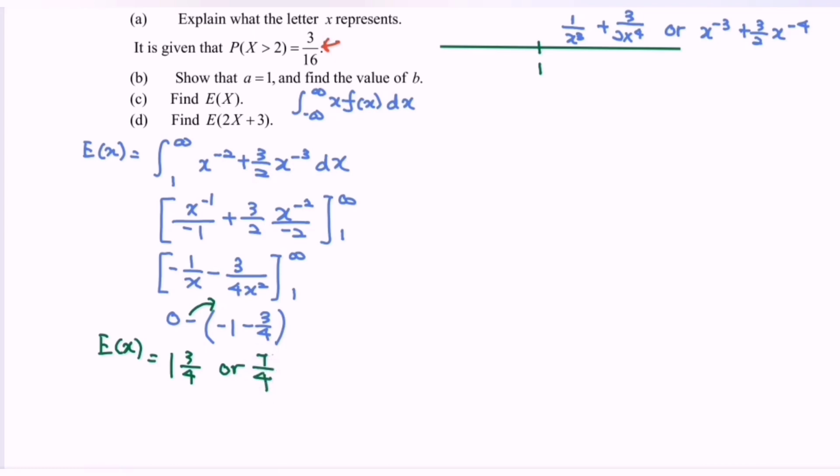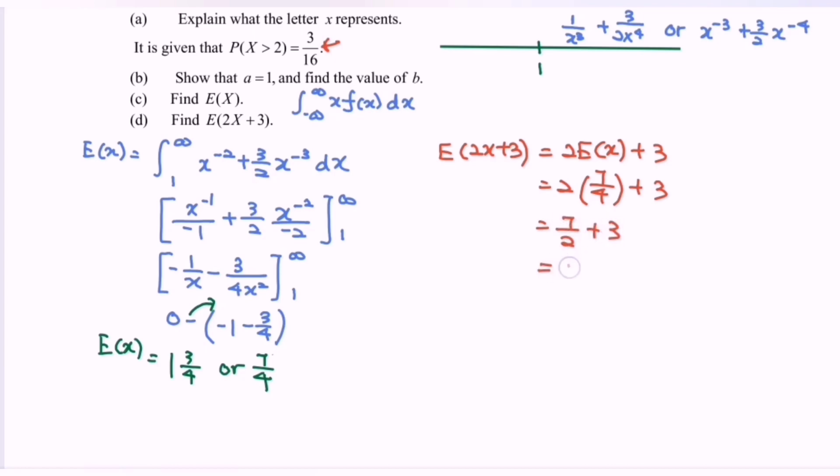D, we have E(2X plus 3). By the properties, we have 2 multiplied with E(X) plus 3. So 2 multiplied with 7 over 4 plus 3. So 7 over 2 plus 3. So we have 13 over 2, or 6.5, for E(2X plus 3).